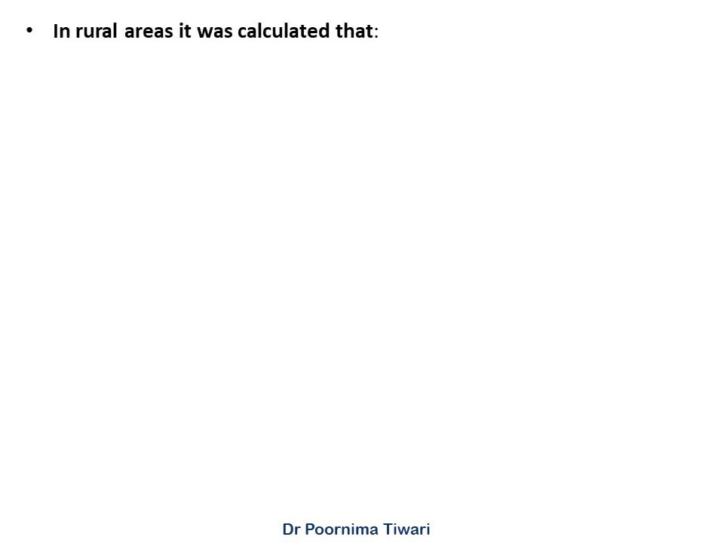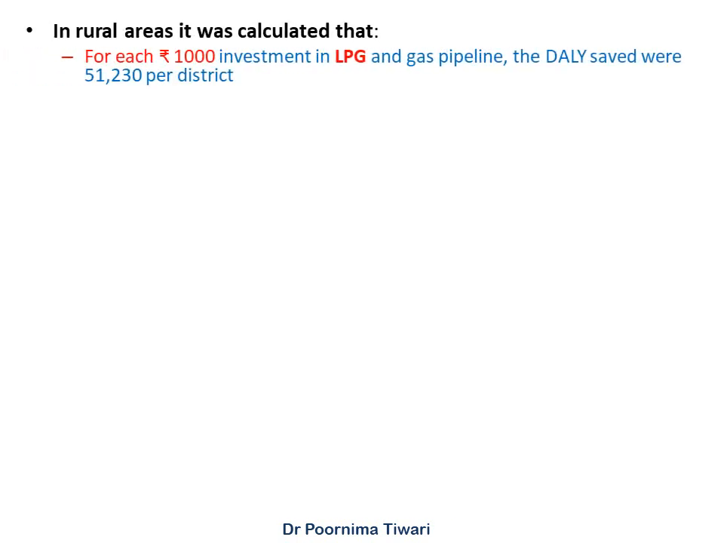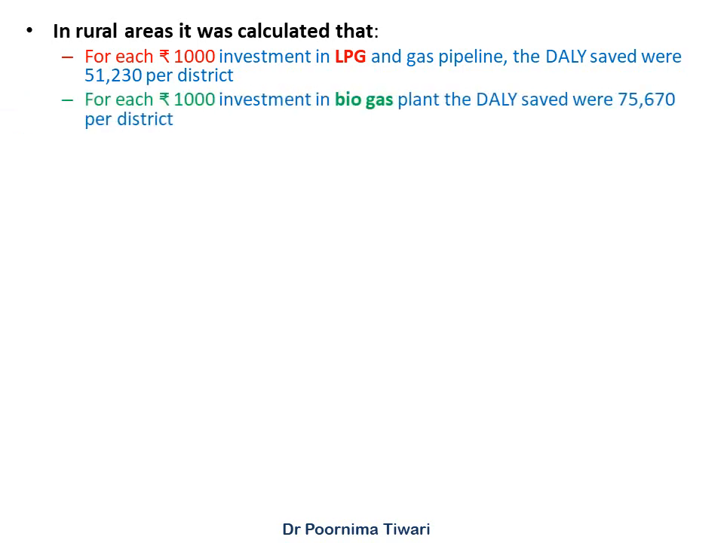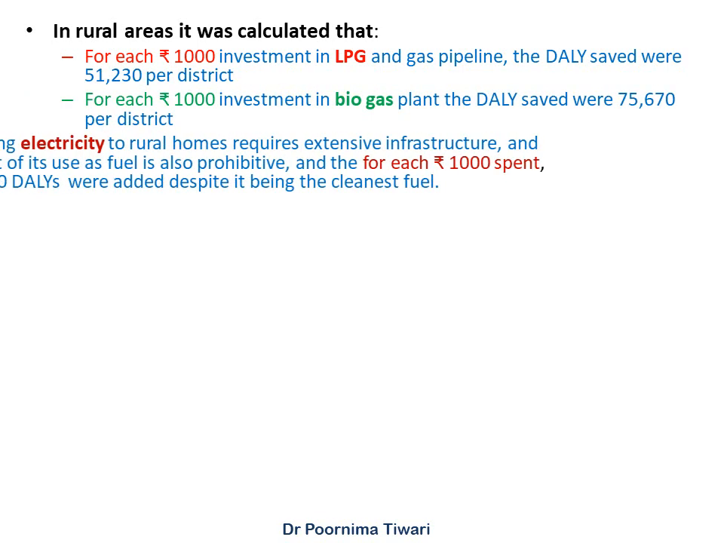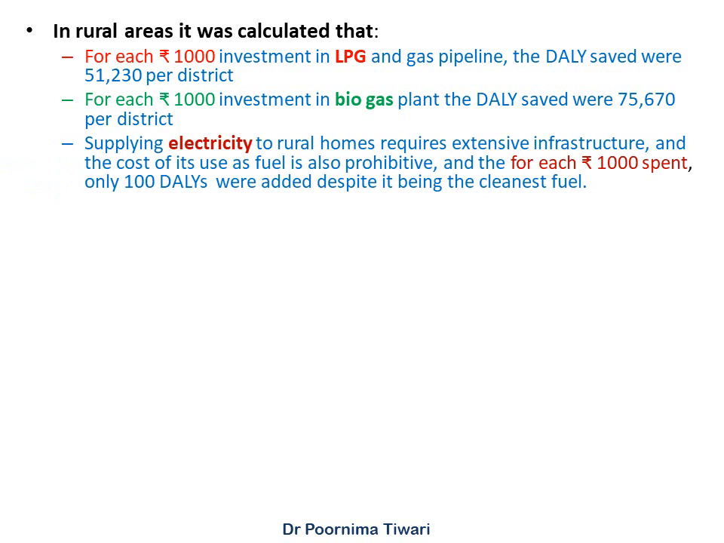In rural areas, it was calculated that every 1,000 rupees invested in LPG would save around 51,000 DALYs per district. 1,000 rupees in biogas would add around 75,000. The electricity, which is the cleanest fuel and adds the most DALYs in ideal conditions, could save only 100 DALYs, because the cost of electricity was found to be prohibitive. It was seen that people in rural areas would not use electricity for cooking in any circumstance. So in actuality, only 100 DALYs were added.